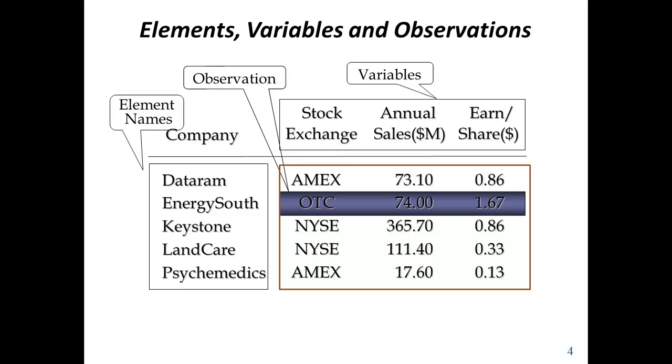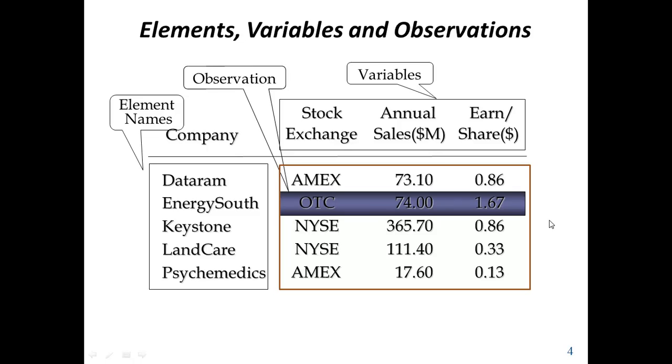In this case, we have 5 elements, and these are the companies: Dataram, Energy South, and so on. We have 3 variables: stock exchange, annual sales, and earnings per share. Then we have 5 observations. We have 1 observation per element. So that means for Energy South, the observation is OTC, 74 and 1.67. So this is the observation for Energy South.